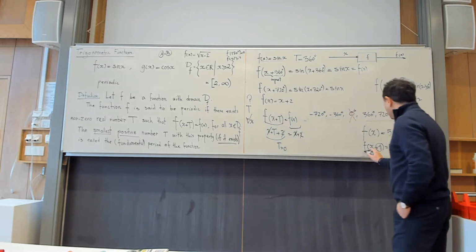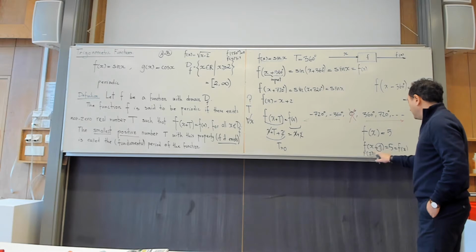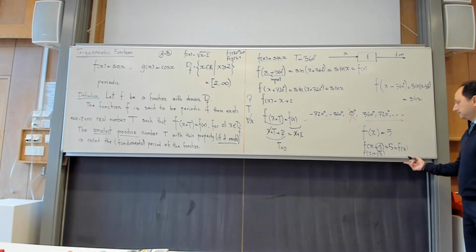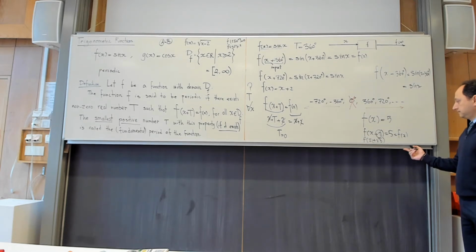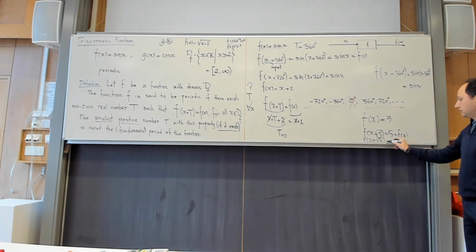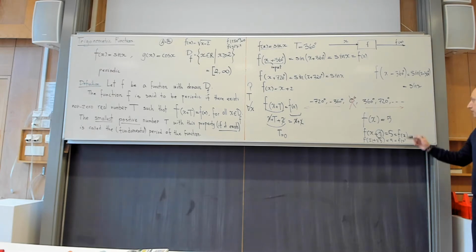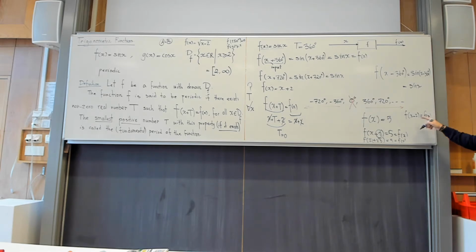Let me ask you, what is f of x plus square root of 3? What's the answer? That's also 5, and that's again equal to f of x. Now, the square root of 3 is playing the role of that T. So if I ask you what is f of x minus 2, the answer is again 5, and that would be again f of x. Here, minus 2 is playing the role of T.